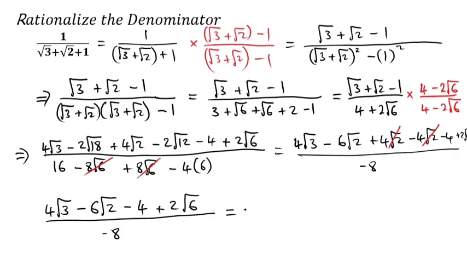4 over 8, that's as good as root 3 over 2. 6 over 8, that's as good as 3 root 2 over 4. 4 over 8 is as good as half. And lastly, 2 over 8 is as good as 1 over 4 root 6. So there we have it.